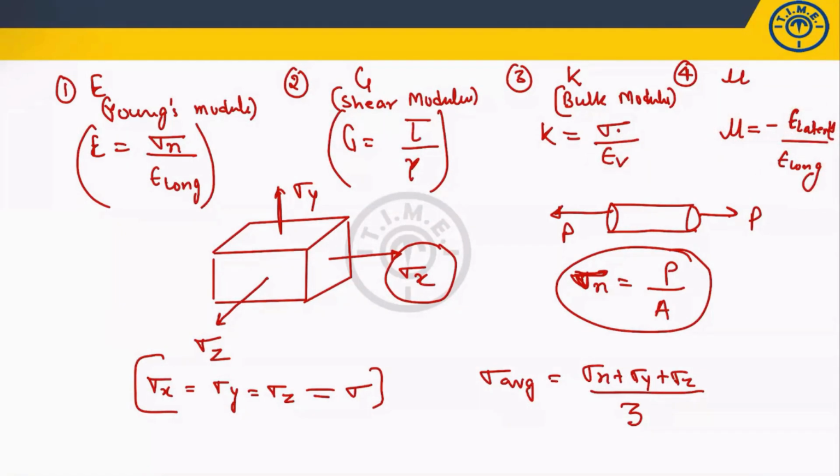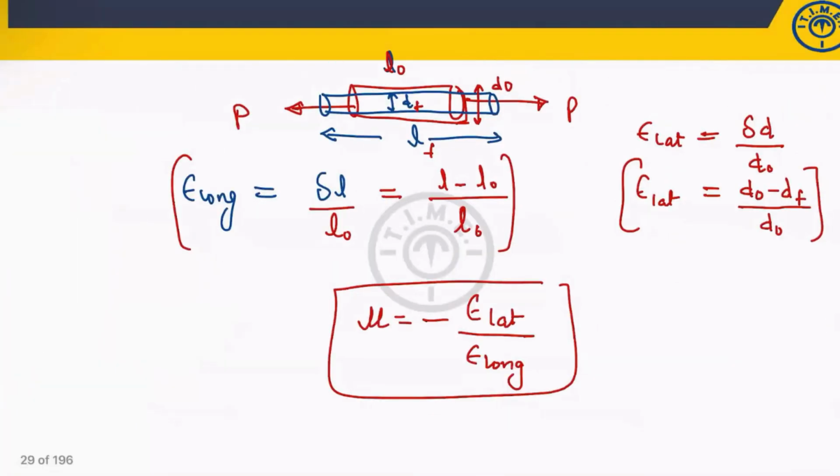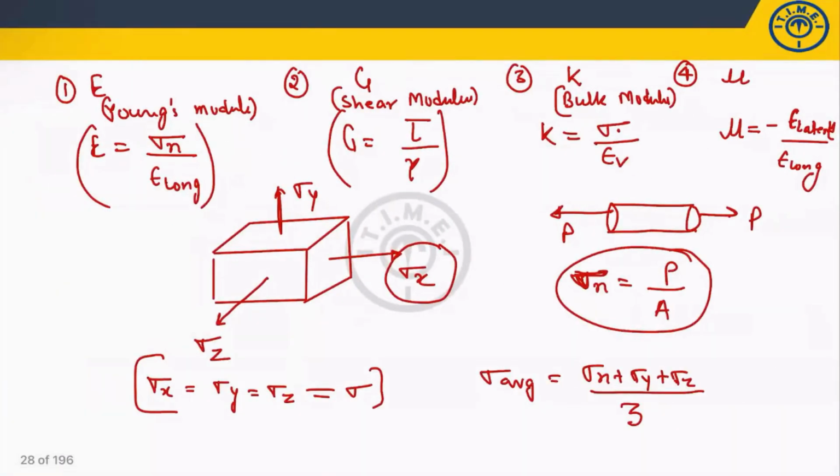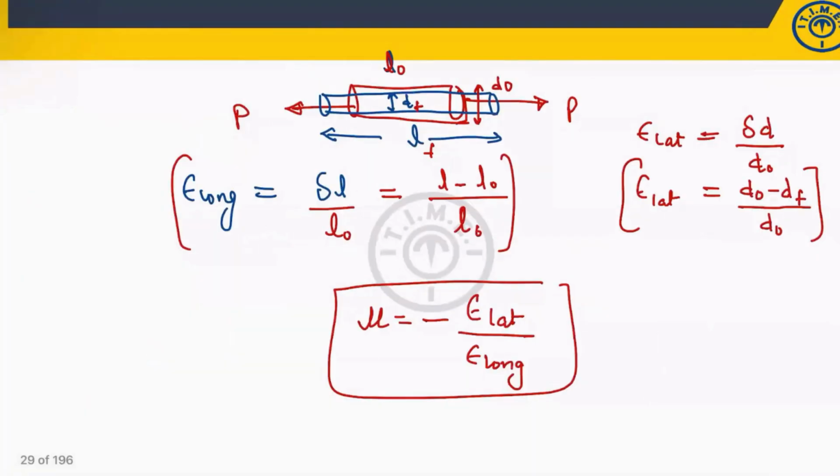So lateral strain is nothing but the change in dimension perpendicular to the direction of applied load, that is delta D divided by original diameter. Similarly, longitudinal means whatever strain you are getting in the direction of applied load. Okay, so these are the four elastic constants, but there is a relation between these elastic constants.